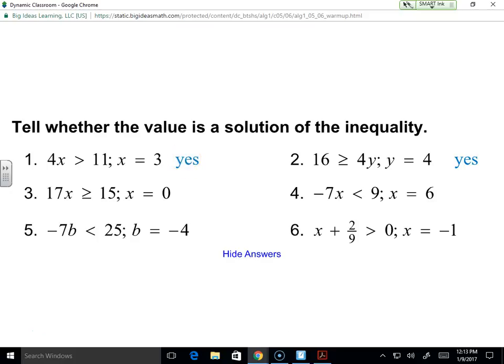True or false? Yes. Oh, it shows both. Yeah, just 2 at a time. Okay, so this one, true, right? The next one, plug it in, true, yeah.